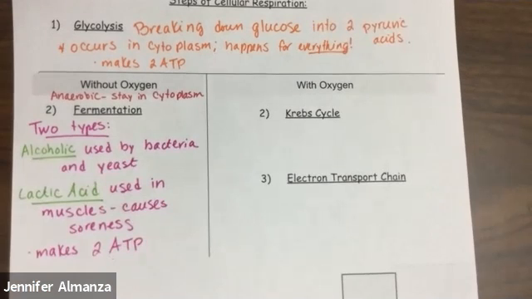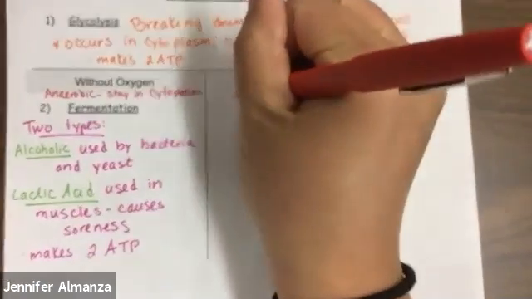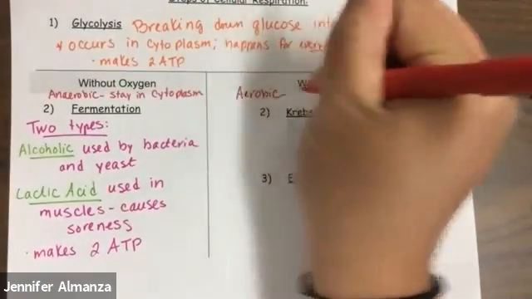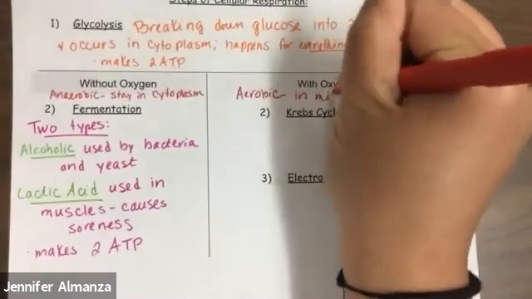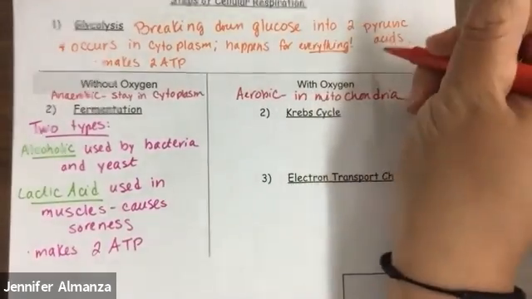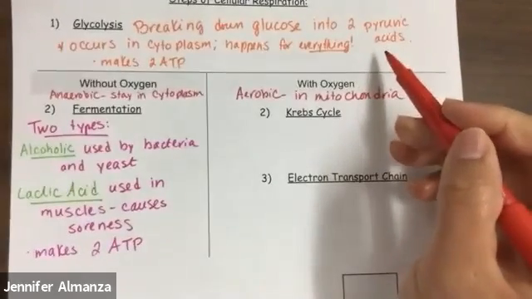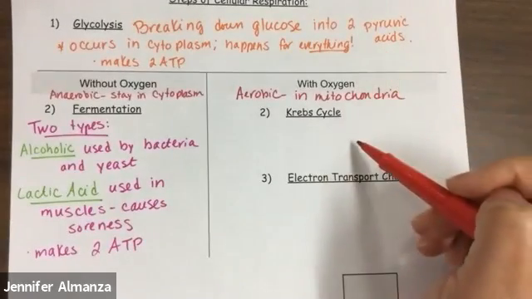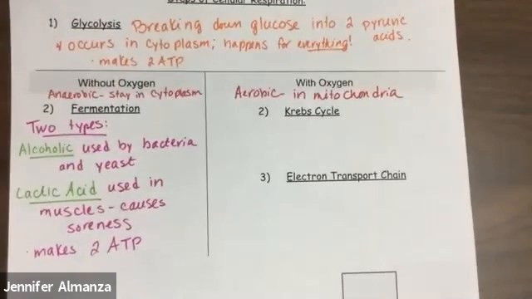So because it's with oxygen, we know this is aerobic respiration. And so we're in the mitochondria now. Okay, our first step was glycolysis. So now we have these 2 pyruvic acids, and now they're going to go into the mitochondria. Remember, glucose is too big to go in the mitochondria, we needed to break it up. So those 2 pyruvic acids are going to enter into the mitochondria.